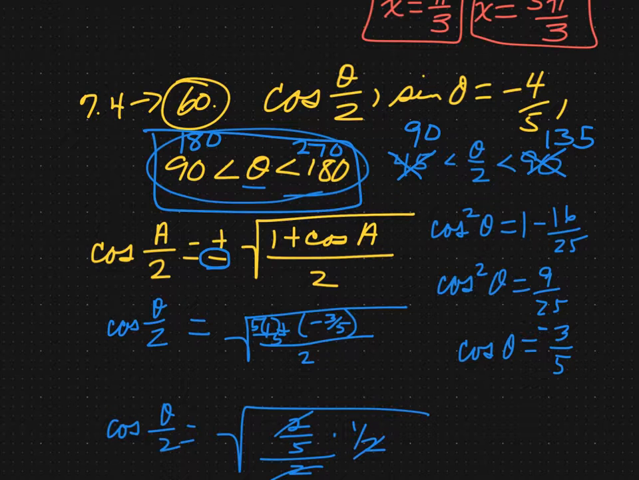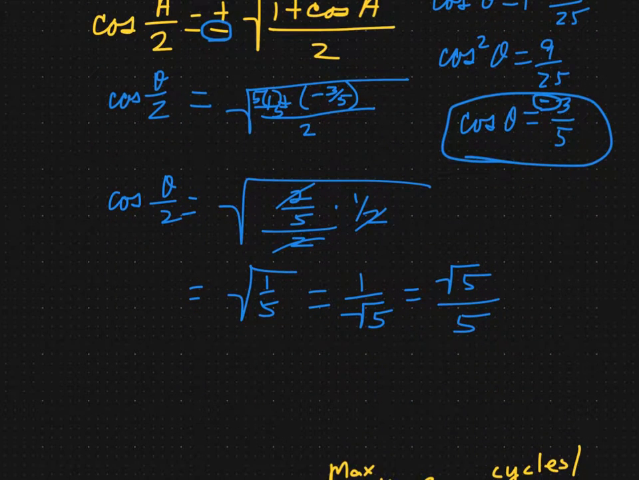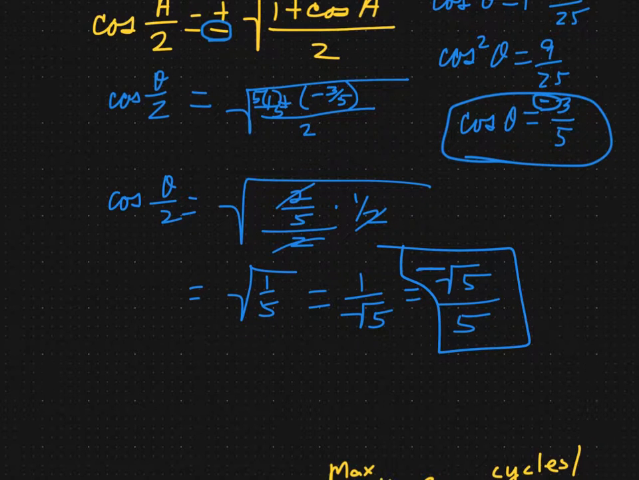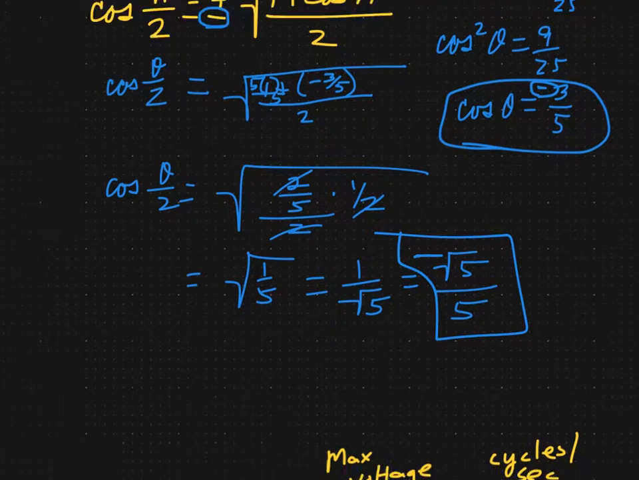Now, that meant over here, when I got cosine of theta, theta is between 180 and 270. That's still in the third quadrant, so cosine is still going to be negative, so that was okay. But our answer should have been negative. Sorry about the confusion there. But I just miscopied that part. So it's negative square root of 5 over 5.